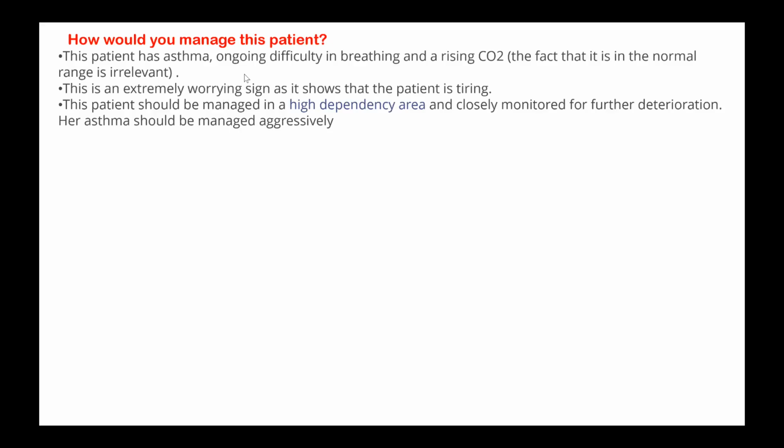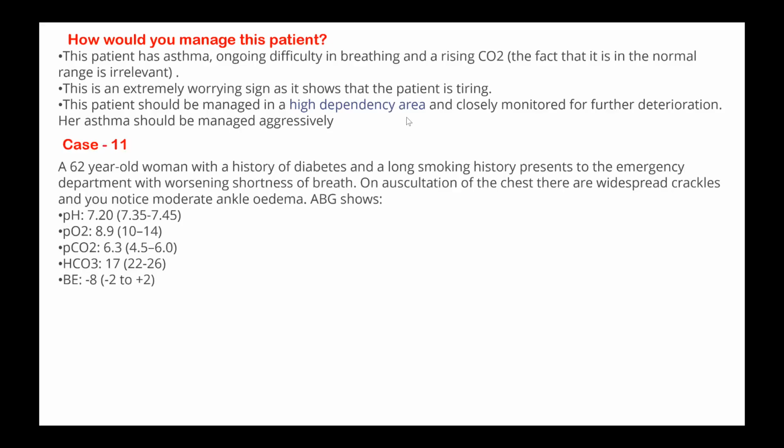This patient has asthma with ongoing difficulty, and a raised CO2 should be there. This is extremely worrying because the patient is tiring. The patient should be managed in a high dependency unit. PO2 going down and PCO2 increasing from the earlier one, when she was hyperventilating, is another indication that ventilatory failure is setting in.